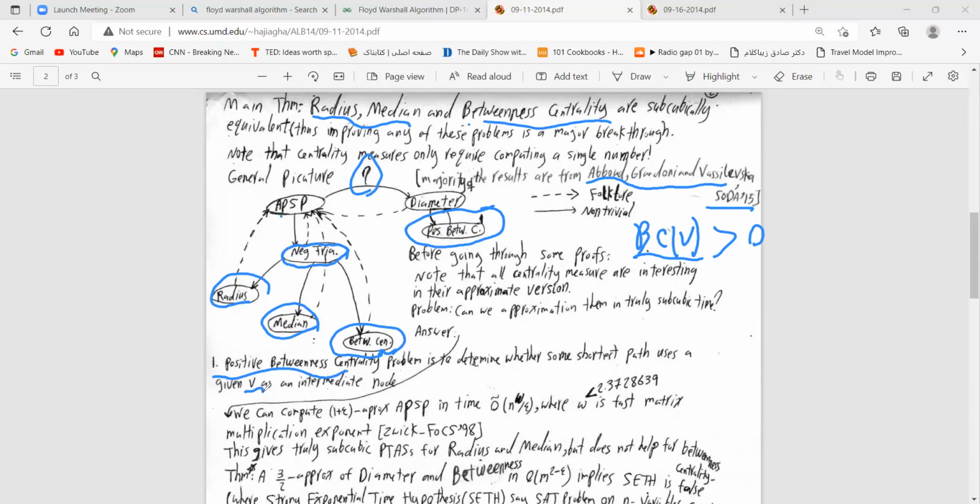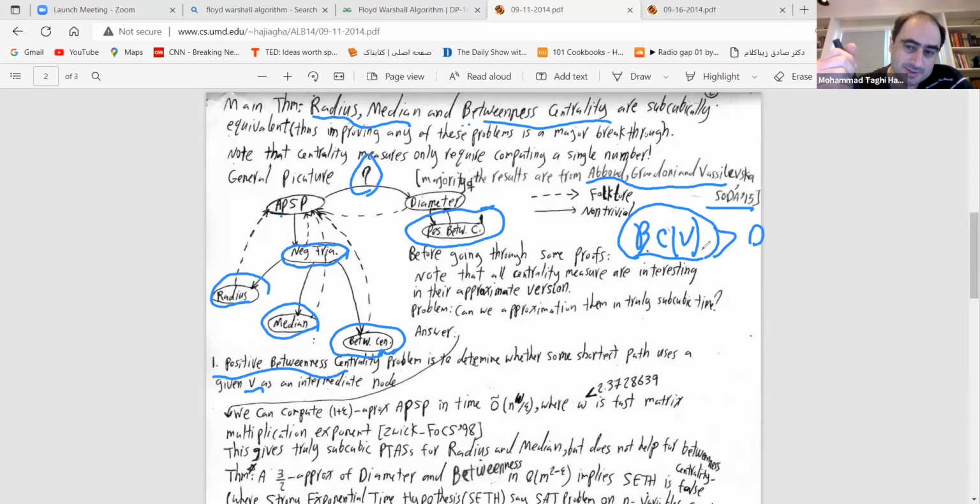Question? Yes. Isn't positive betweenness centrality easier than betweenness centrality? At most as hard as betweenness centrality, because if you have a solution. Yeah. Of course, that is trivial, because if you can compute the betweenness of a vertex, then you can tell whether it is greater than 0 or not. Yeah. But in this diagram, why is this equivalent to diameter and not, on the left hand side, equivalent to APSP? As I mentioned, positive betweenness is easier than betweenness in some sense. Which means that diameter is easier than, for instance, radius, right? Because these problems.